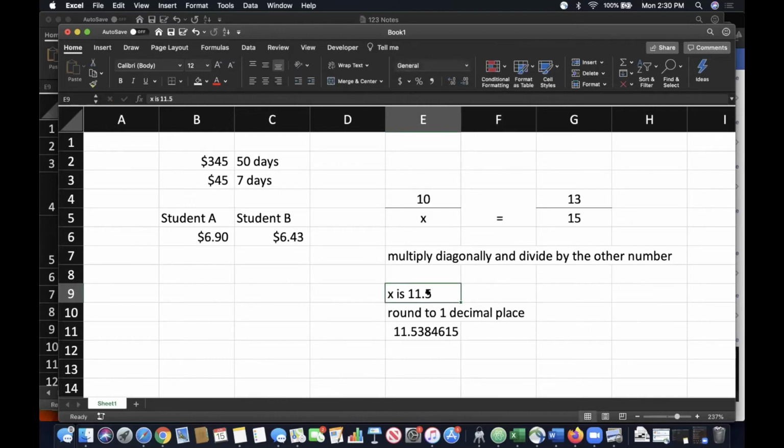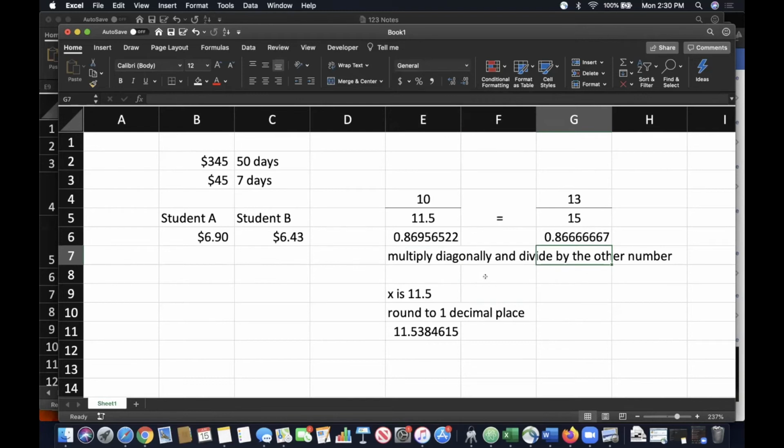Now, this is an approximate answer, right? And what I mean by that is that if you put 11.5 here, and you think about what this is actually saying, a proportion is just a comparison of two ratios, right? So if I look at 10 divided by 11.5, that's that number. And if I look at 13 divided by 15, that's that number. Now those are pretty close, right? But they're not exactly the same. So that's what I mean by 11.5 is approximately the right answer. What's exactly the right answer is this crazy number here, which is 150 divided by 13.